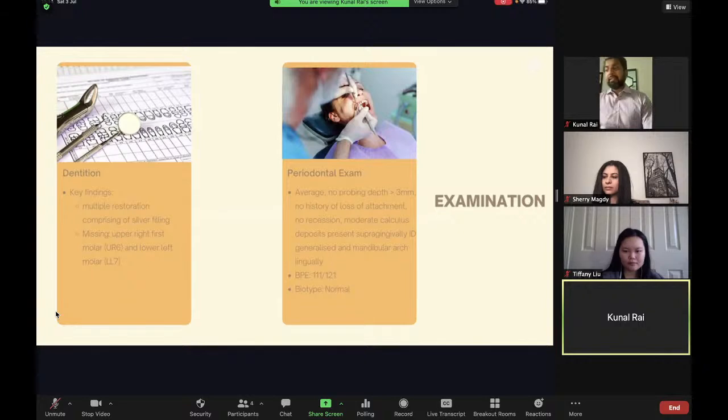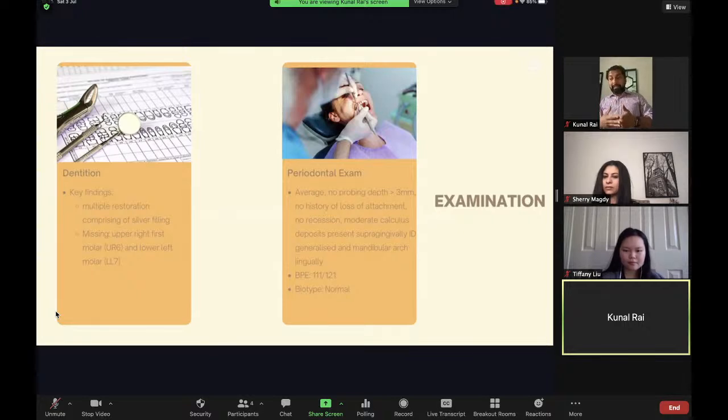Periodontal exam. This is basically to see the status of the gums, how healthy they are. Luckily, even though he hadn't been to a dentist for 2 years and didn't brush twice a day, he still had an average gum status. He didn't have any pockets greater than 3 millimeters. There was no history of attachment loss, recession. And the basic periodontal examination was just a mild inflammation.